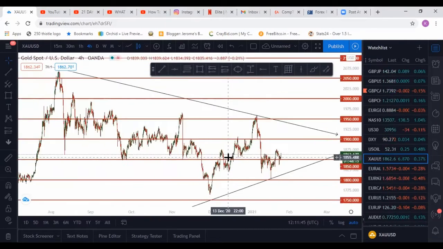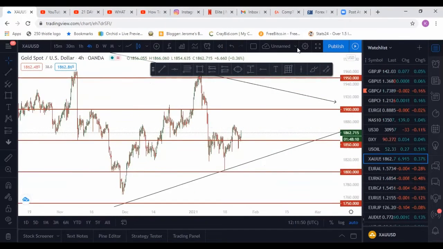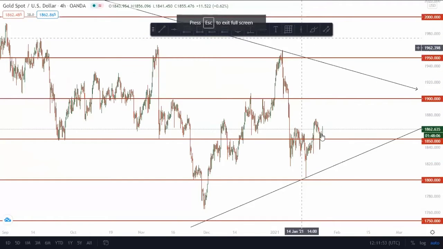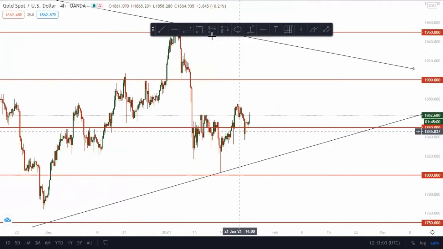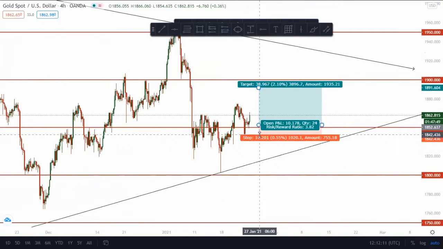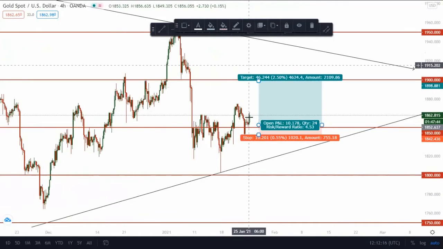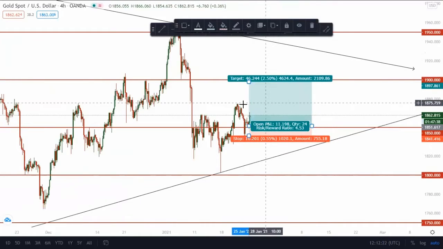So for gold, as you all can see, I would actually be looking at my next psychological level here before I look at taking a shot on gold. But for now, I'm currently long on gold. I'll be looking at this zone for gold to get to 1,900 before looking to take a shot on gold.